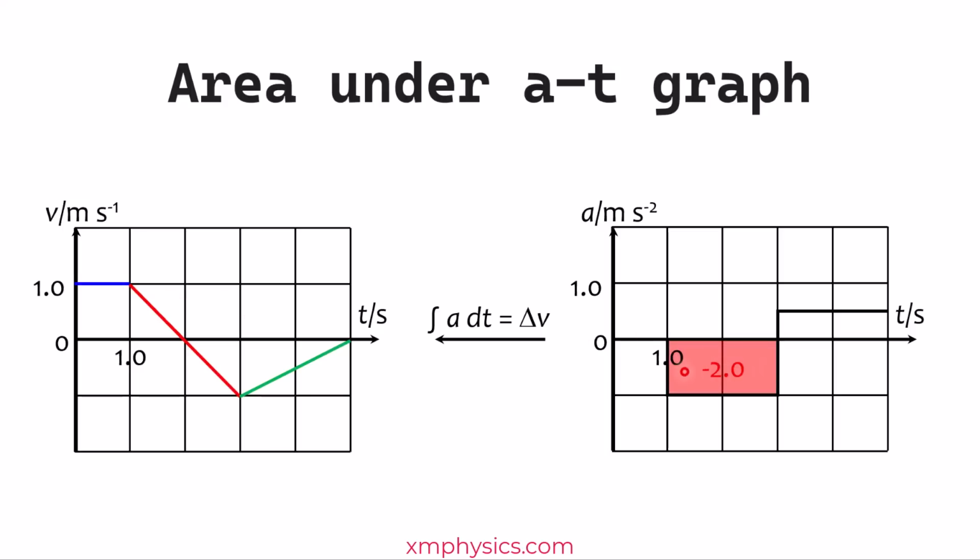Then during these 2 seconds here, we have a negative area of -2. That means your velocity has to change by -2. That's why it changed from 1 to -1. Then in the last 1 second, we have a positive area of +1. That means your velocity has to change by +1. That's why it changed from -1 to 0. That was quite fun actually, isn't it?